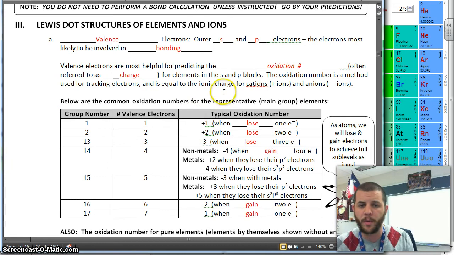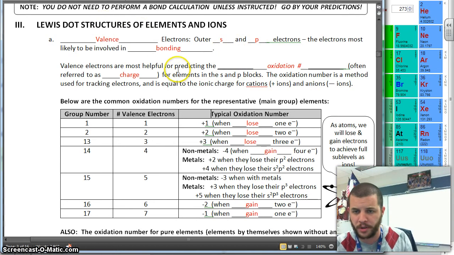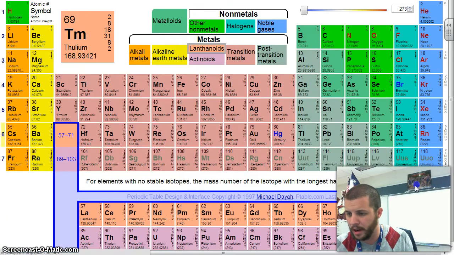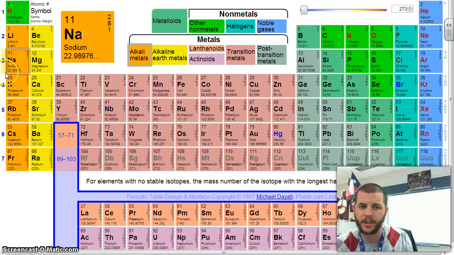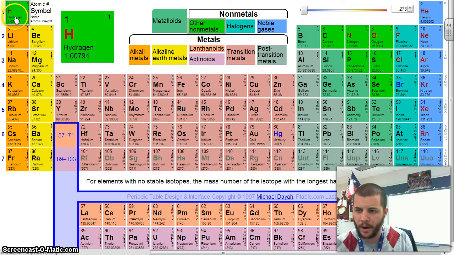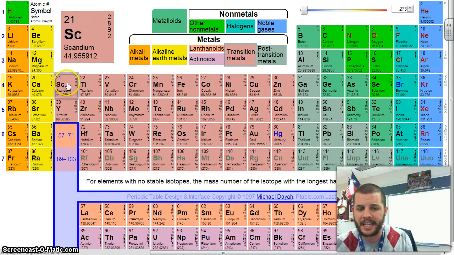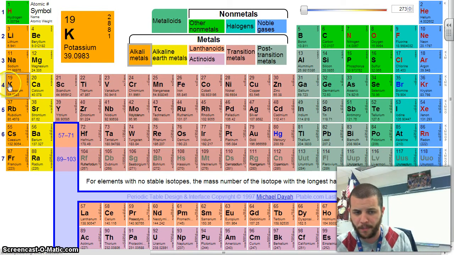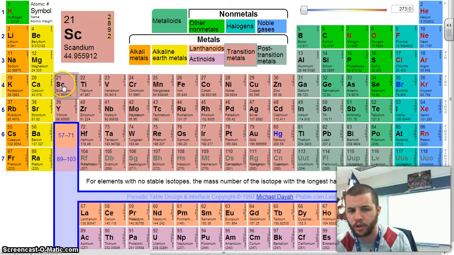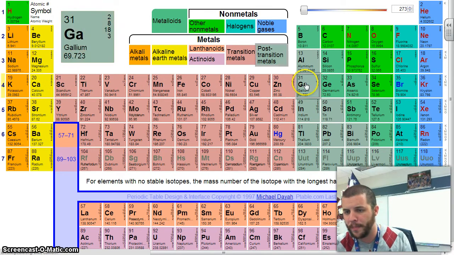Let's see here. So what we want to do right now is understand what a valence electron is. Valence electrons are going to be your outermost electrons, the electrons found in the s and the p sublevel. Let's take a look at our periodic table real quick. Remember the electron configurations that we were doing, where we had 1s2, 2s2, 2p6, 3s2, 3p6, 4s2, 3d10, 4p6. When I get into a period 4, it was 4s2, then it dropped down to 3, and then it went back up to 4.